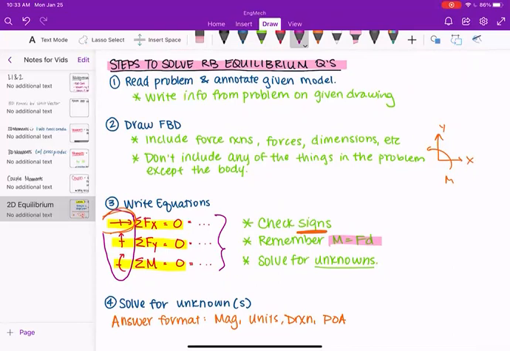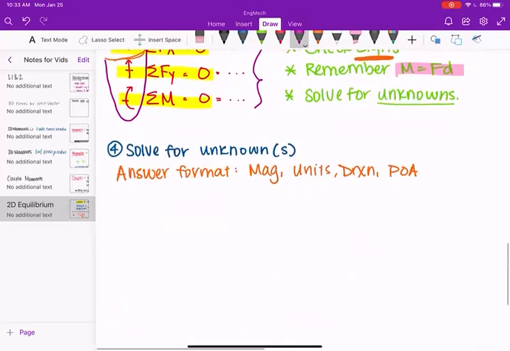So other than that, the only other thing that I wanted to talk about is what your answer should look like. Because we're talking about forces and moments as your unknown, you need a magnitude, so some number with the correct sig figs, that's important. And then you need some units, which, if it's a force, will be pounds or newtons, or some scale of those. And if it's a moment, it'll be pound feet or newton meters, or some scale of that. And then you'll need some direction, which is either up, down, left, right, clockwise, or counterclockwise. But then it only makes sense if you have some kind of reference to where that's happening.